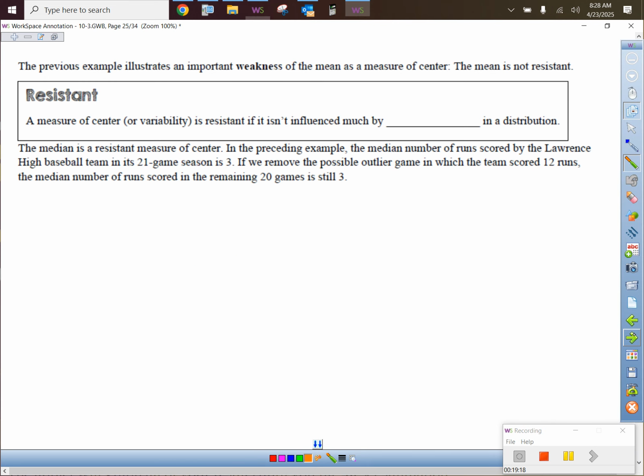Which one of those resisted the change? Did the average resist the change, or did the middle resist the change? The middle resisted that, right? Are you with me on that? The middle said, you do not affect me by cutting off one of the ends. I'm in the middle. It might change a little bit, but it's not going to move much. But when you cut off a high value, the average is going to change. So a measure of center is resistant if it isn't influenced much by extreme values.